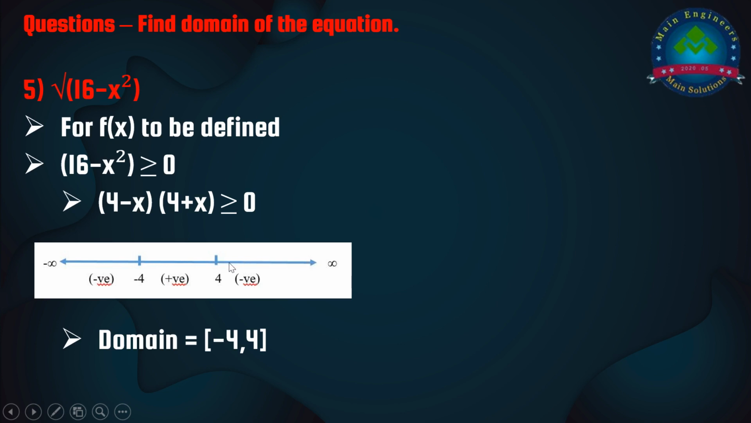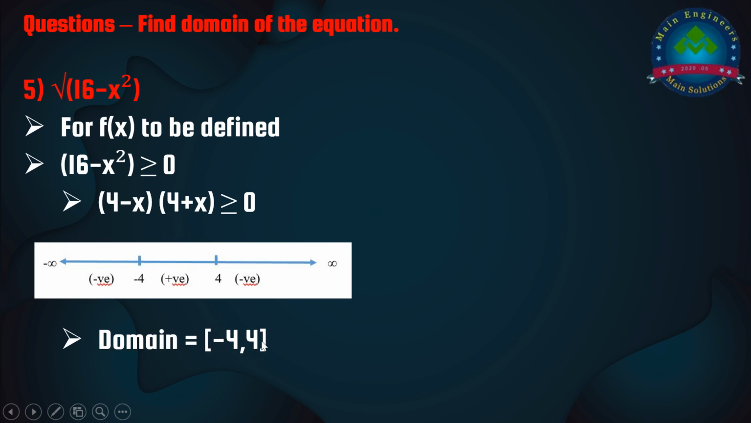Let's take another point from the region 4 to infinity. Let's take 6. So 4 minus 6 is minus 2, and 4 plus 6 is 10. 10 into minus 2 is minus 20, which is not greater than or equal to 0. So for this region as well, we get all negative values, which is not valid for our equation. So the only valid region is from minus 4 to 4.